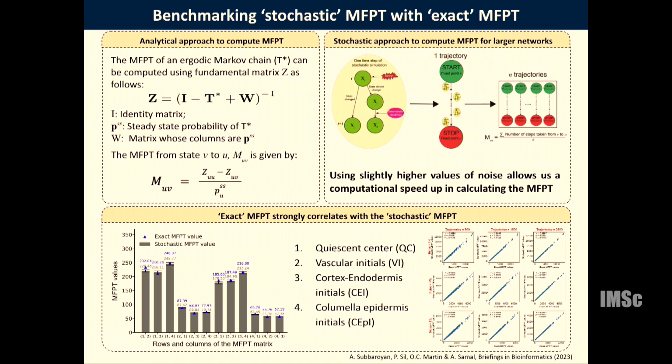prohibitive. So in the paper we also give a stochastic formulation to approximate the MFPT for larger networks, which allowed us to scale up and study networks of sizes 20 and higher. And we have shown that the exact MFPT by doing the matrix computation is very close to the value that you get with the stochastic version of the algorithm.